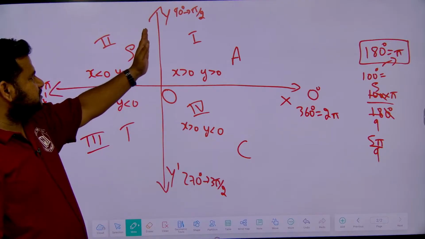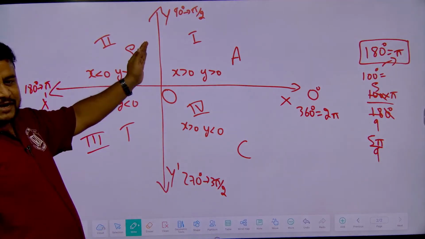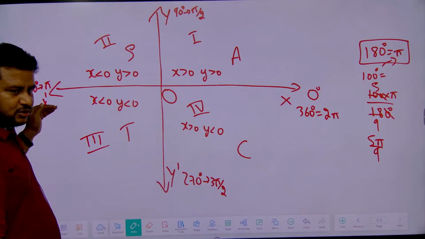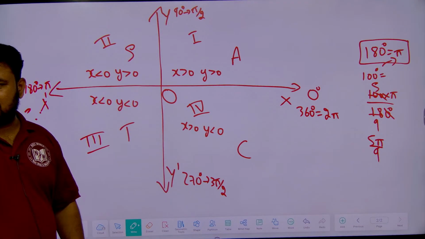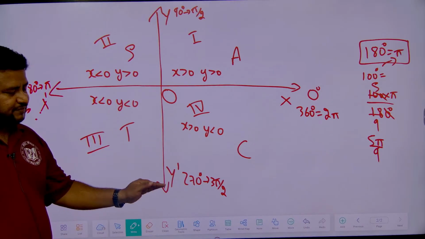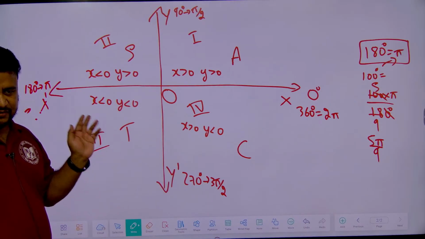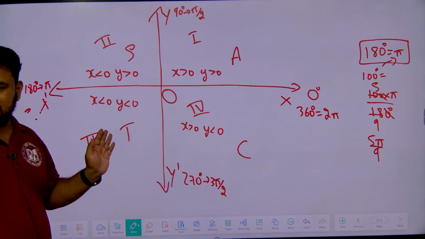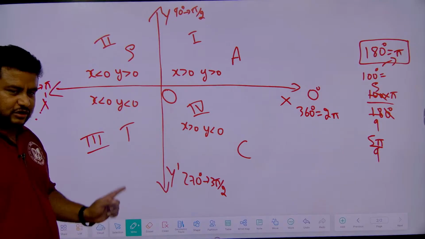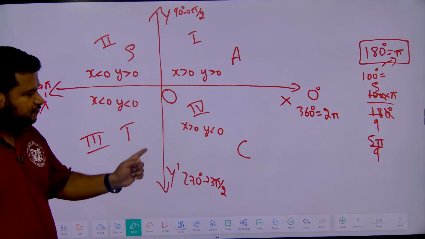See, the second quadrant means what? It is 90 to 180 degrees, that is pi by 2 to pi. For the third quadrant, you should remember the angle: 180 degrees to 270 degrees, both included. 180 to 270 is the third quadrant. In the third quadrant, what is positive? Tan and cot.